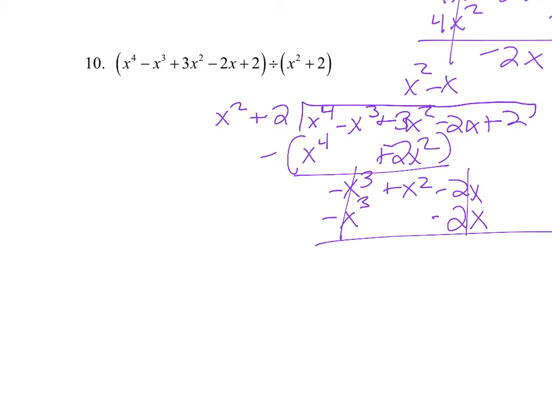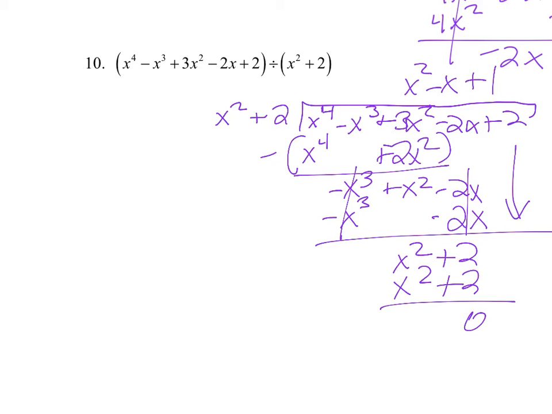These actually cancel out. I'm left with x squared plus 2, which is exactly what I have. So I just need a 1 to get x squared plus 2. So it's going to be 0 when I subtract it. Okay, so my answer on this one is x squared minus x plus 1. And we're done.